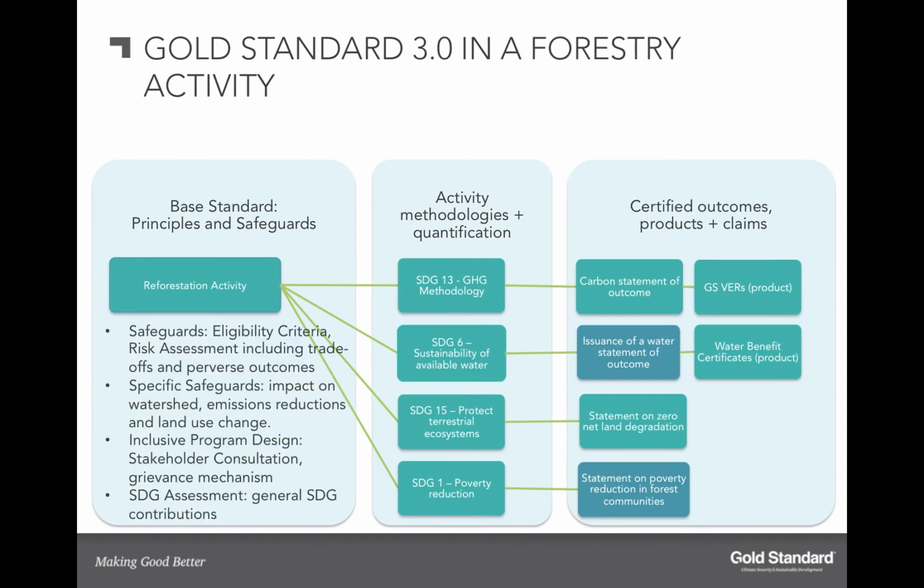In a forestry example, similarly, the same base requirements apply. And in this example, we've shown SDG 6, sustainability of water, and SDG 15, biodiversity and terrestrial ecosystems, and SDG 1, poverty reduction. And again, these could lead on to other products and claims later.